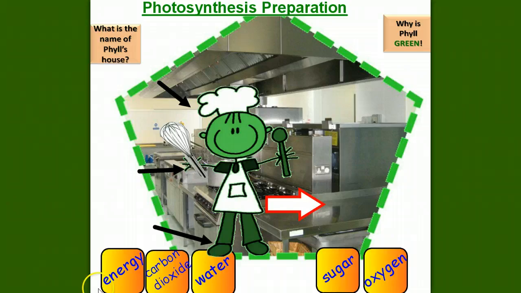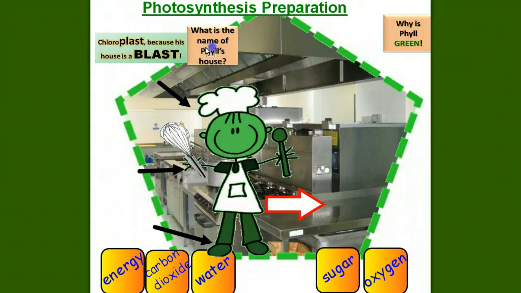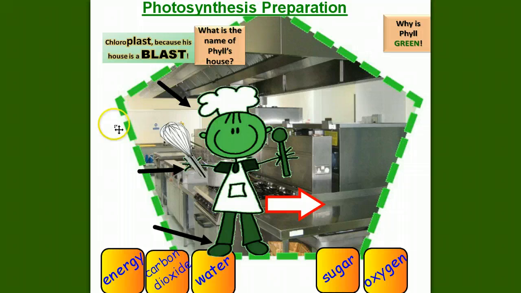All right, we've got Phil here, also known as chlorophyll. Chlorophyll is living in a little house. What's the name of Phil's house? Chloroplast, because his house is a blast. And every chloroplast is shaped just like you see here, kind of like a yield sign.